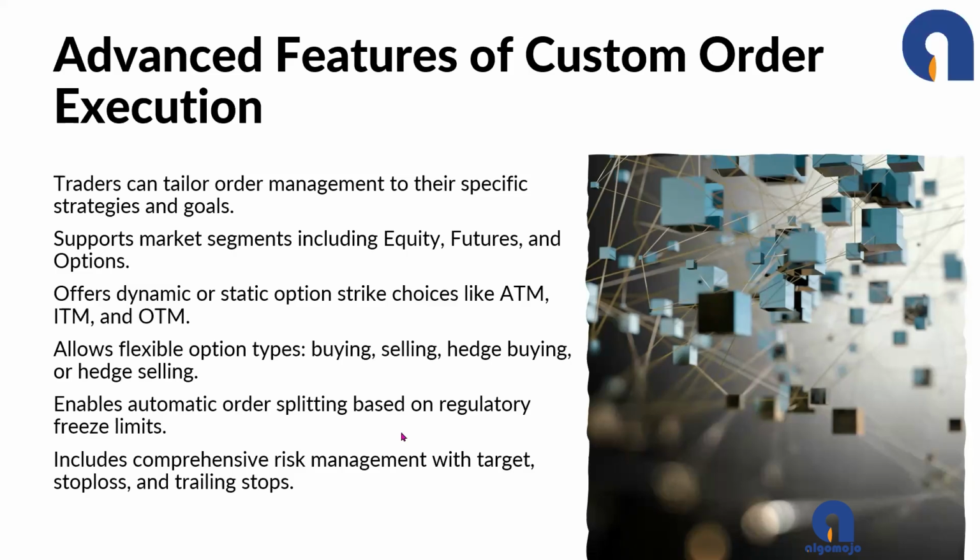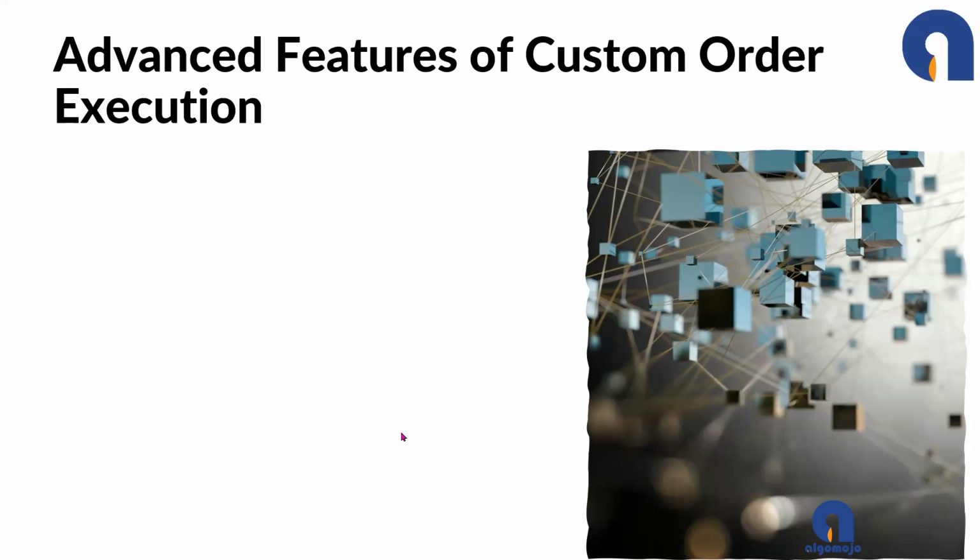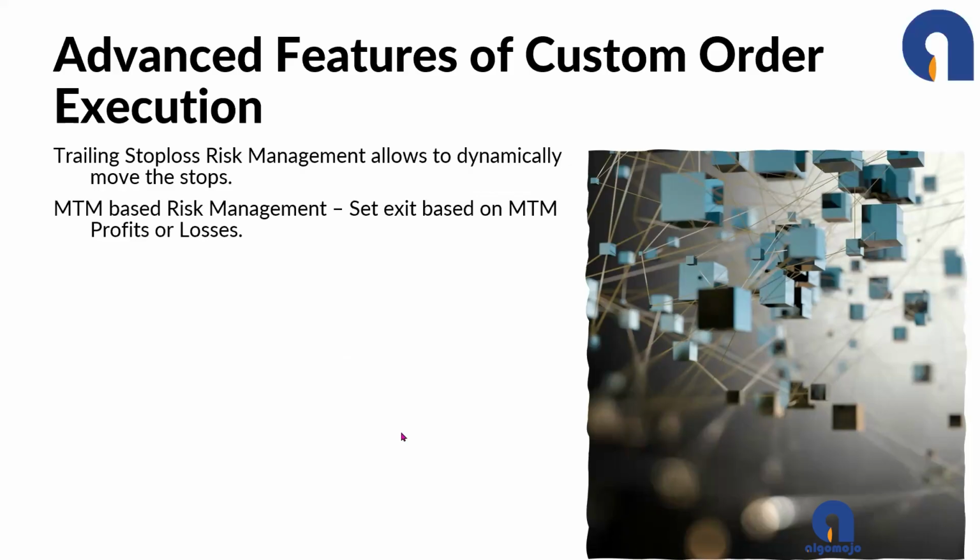Now, when it comes to target, stop loss, and trailing stop losses, you can set them based either on points, or in terms of premium of the options, or it can be based on MTMs also. So you can set it as a percentage, or as points, or also as MTM. Now, suppose you have a target of 100 points in a Nifty future, you can set the target as 100 points. If you want the stop loss to be 0.5%, you can set that as 0.5% of your entry point or the average price at which the entry was taken.